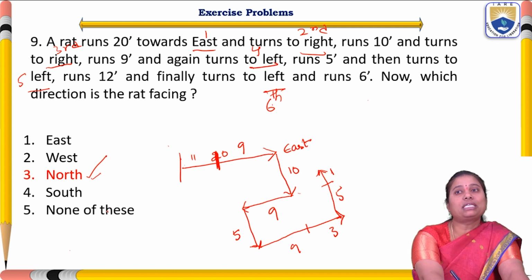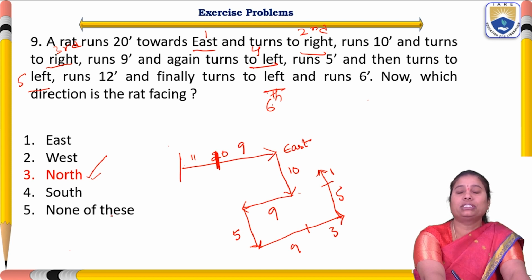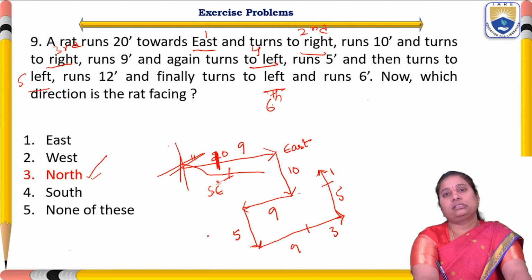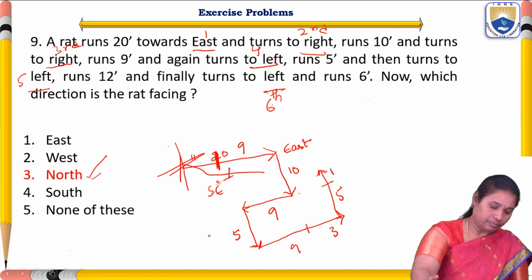And from the starting point, for the same question, in which direction is the rat now? At the starting point we can place a plus symbol, and from this one the rat is in this direction, that is, the southeast direction. So the rat is in the southeast direction.